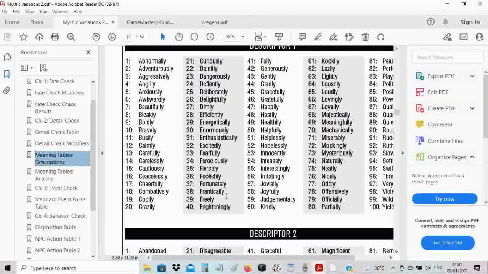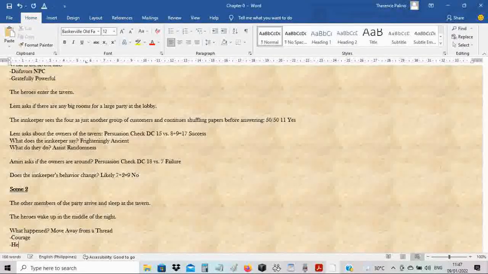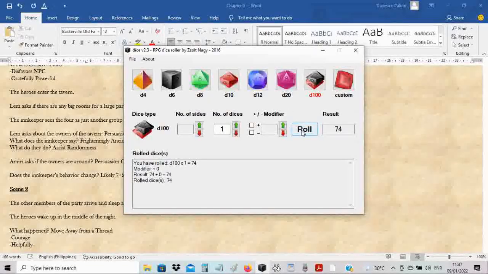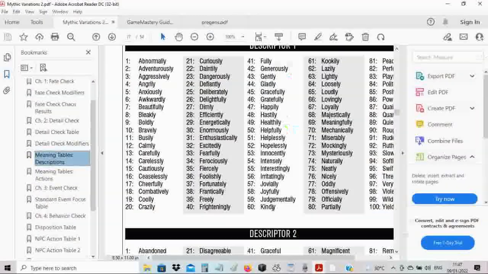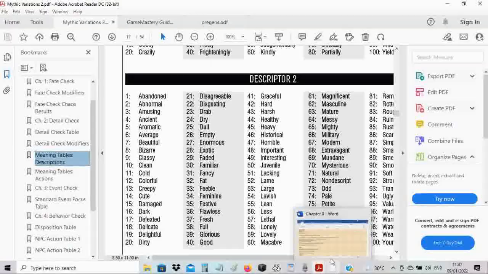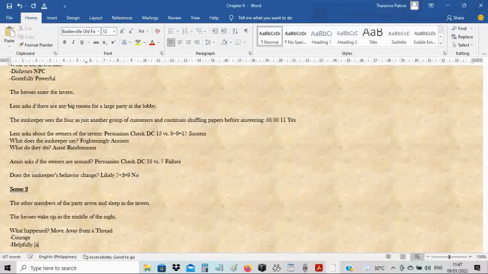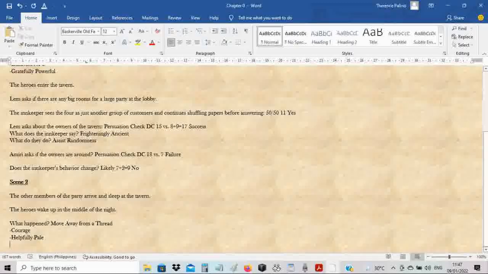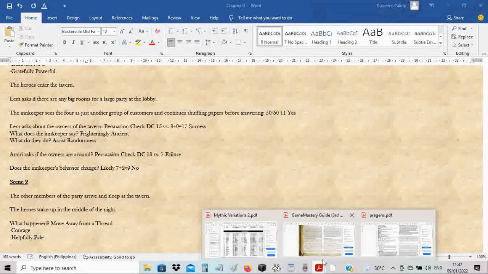50. Helpfully. Sounds promising. Helpfully. Then 74. Hopefully pale. What, a friendly vampire perhaps? Let's say he comes to help them. Let's try now with actions.